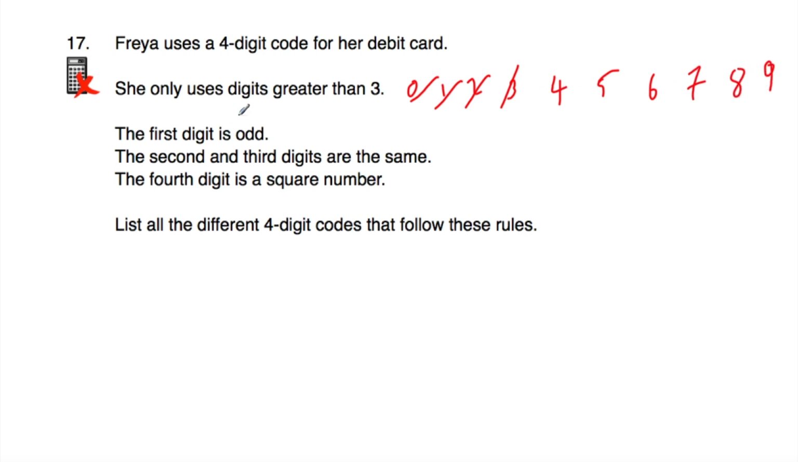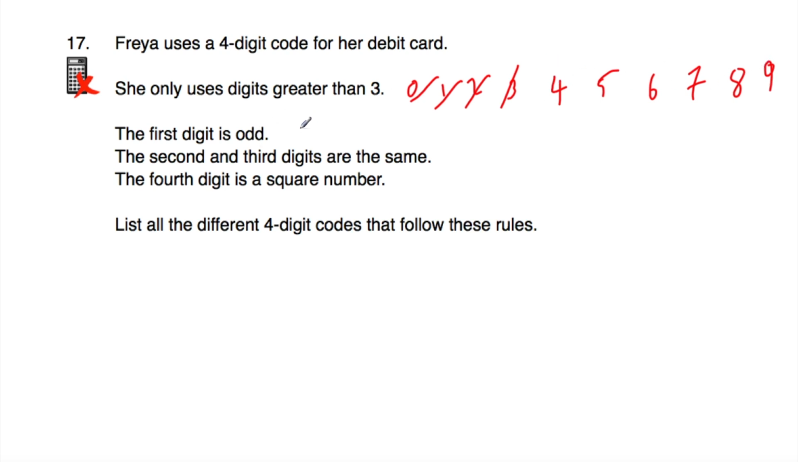And the first digit is odd, so it's either a 5, a 7, or a 9. The second and third digits are the same, so they could be 44, 55, 66, 77, 88, and 99. And the fourth digit is a square number. 1 times 1 is 1, no, 2 times 2 is 4, and 3 times 3 is 9, so it's a 4 or a 9.